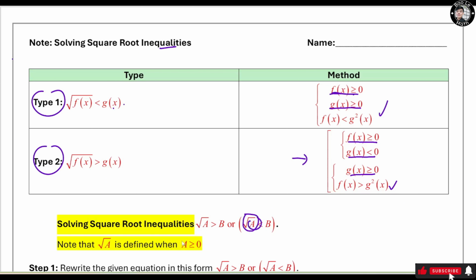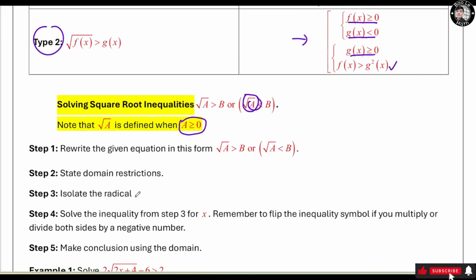So it's going to be greater than or equal to 0. Now, step number 1, you need to rewrite the given inequality in this form or this form. Step number 2, find the domain restriction. Step number 3, isolate the radical. Step number 4, solve for s. Step number 5, make a conclusion using the domain.